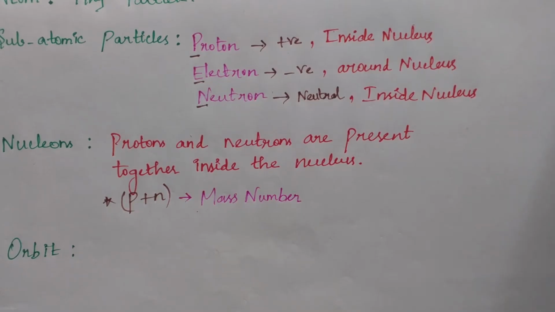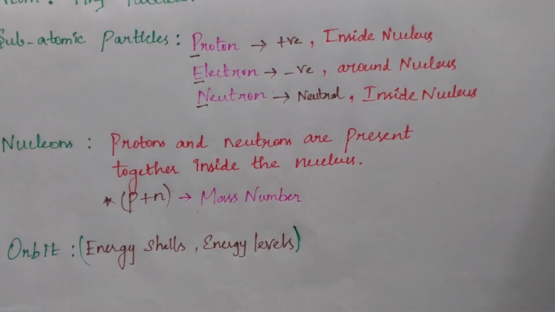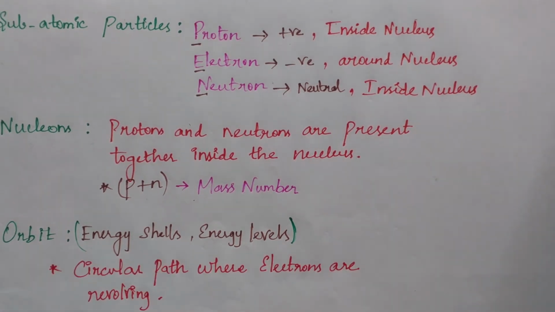Next important term is orbit. Orbit is otherwise known as energy shells or energy levels. The orbit has energy. So what is an orbit? It is a circular path where electrons are revolving. Now you can clearly understand where the proton, neutron and electron are in an atom. Protons and neutrons are present together inside the nucleus, otherwise known as nucleons, and electrons are revolving around the nucleus. So these are the basic terms about atoms.